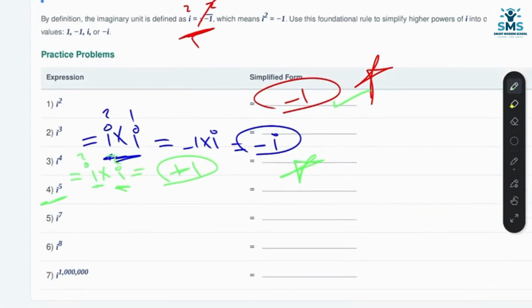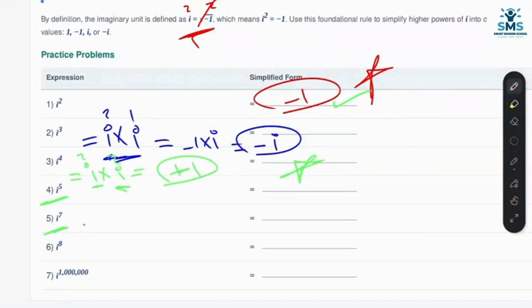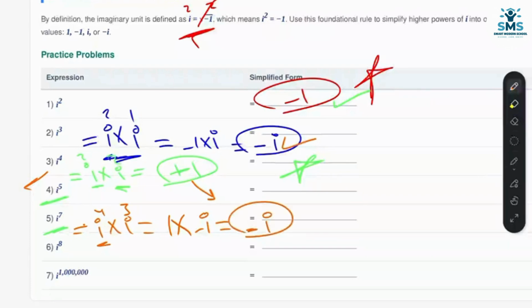I don't want to waste your time, so let's jump to i to the 7th, using maybe some orange. Break it down: i to the 4th, i to the 3rd. Why, Mr., to the power 4 and to the power 3? Maybe we can say to the power 2 and to the power 5. Yes, you're correct. But it's so easy to remember i to the 4th. It's in simplified form and it's +1. Easy to remember and it's better to use, believe me. So back again, i to the 4th is 1, times i to the 3rd, which is -i. In the end, -i.